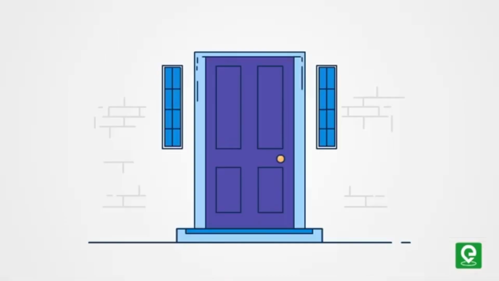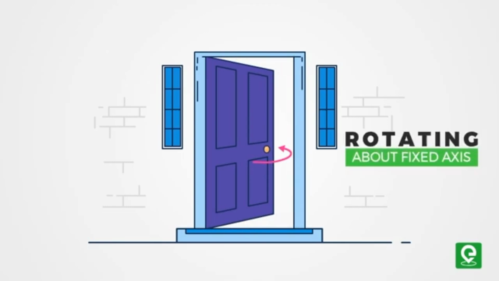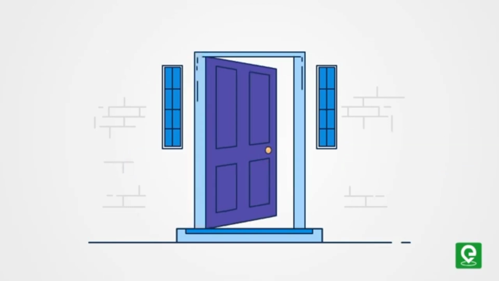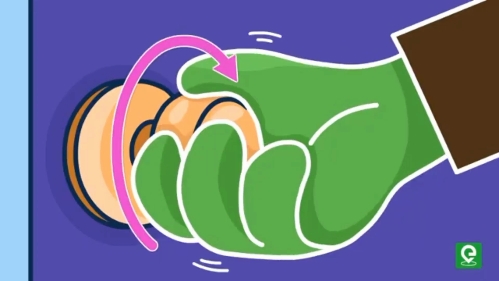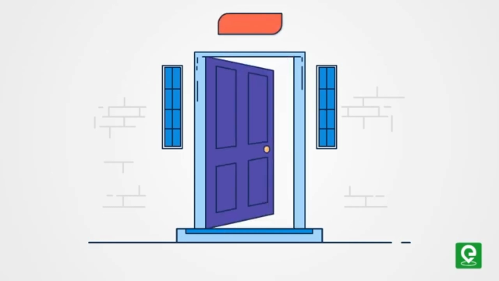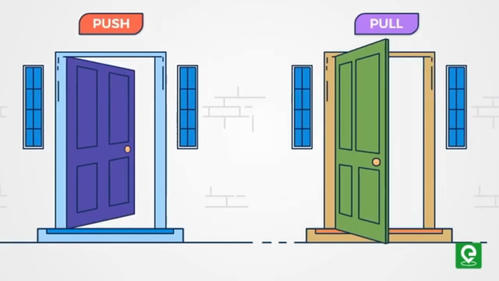When we look at a door, we should not look at it as a rectangular wooden piece. If that was true, we would not be able to open it. We must look at it as a rotating object, which is rotating about a fixed axis hinged at one of its sides. For entering a room, we first have to rotate the doorknob, and then you either push the door or pull it depending on the type of the hinge.